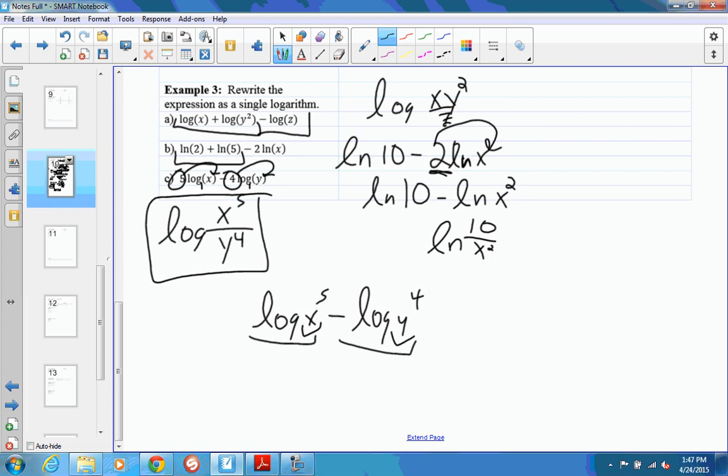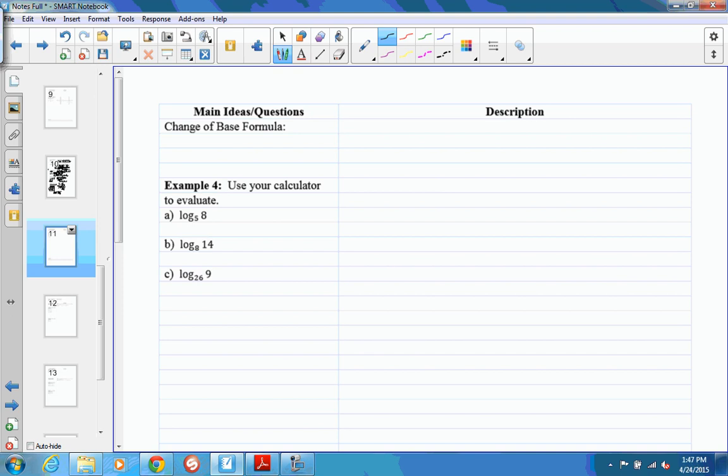Alright, how many people said they had an older calculator? Right, so here's the deal. I want to show you this change of base formula for the older calculators. If you're ever just stuck with the scientific, this will be good. You'll know how to do this. I'll also show you how to do this without the change of base with the new fancy calculators. It's super easy, and you'll wish you had a new one.